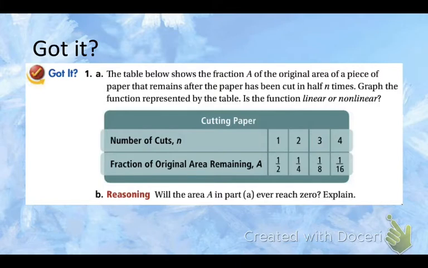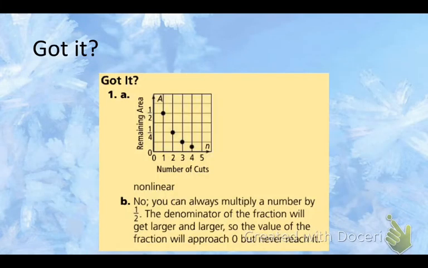All right, welcome back. I have the answers here on the screen for you. You will notice that this got it question is a nonlinear function. The reasoning question at the bottom: will the area in part A ever reach 0? The answer is no, because when you multiply a number by a fraction, it will get smaller and smaller, or the denominator gets larger and larger, which makes the fraction smaller, but it will never actually reach 0. So it is nonlinear and it will never reach 0.